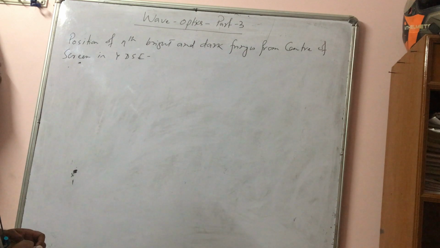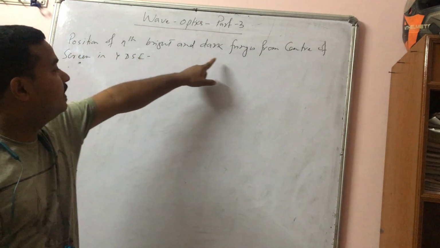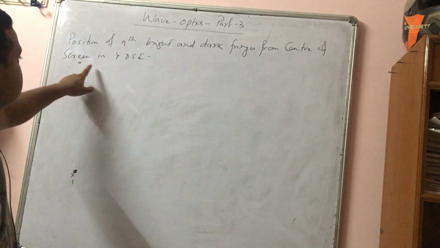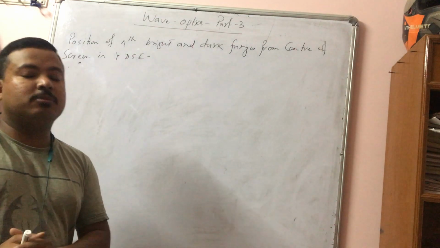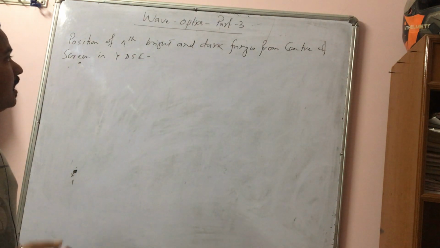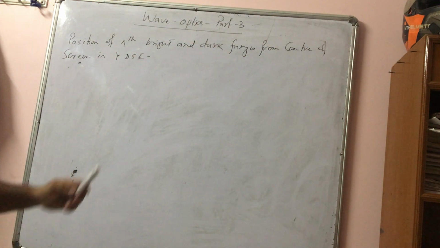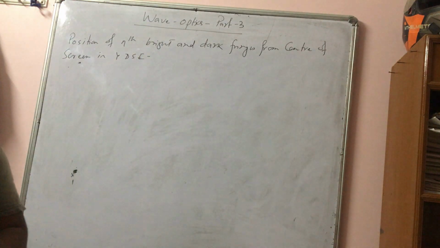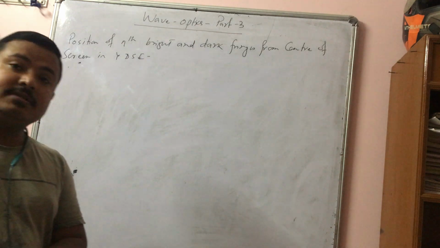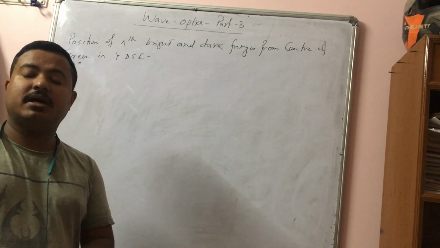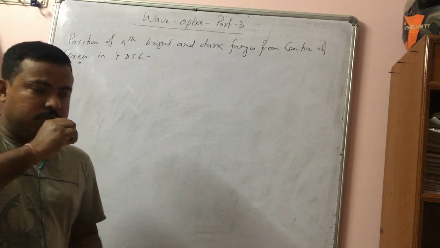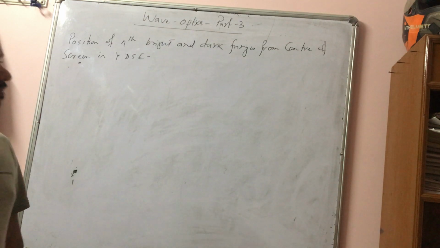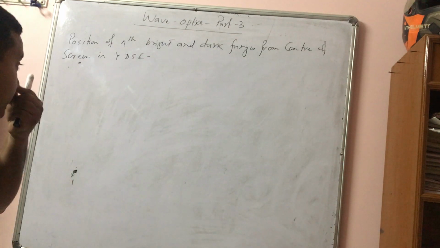I will discuss the positions of the nth bright and dark fringes from the center of the screen in the double slit experiment. In my last two videos I have explained coherent sources, the wavefront, interference, the types of interference, and the conditions of constructive and destructive interference.